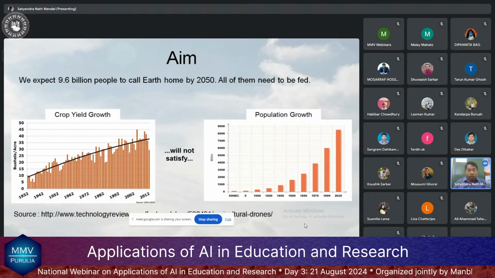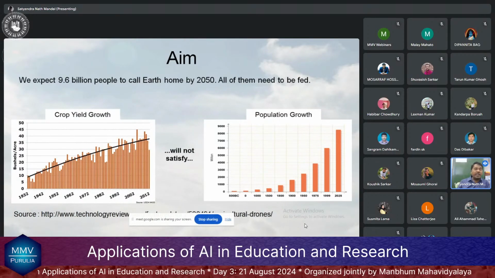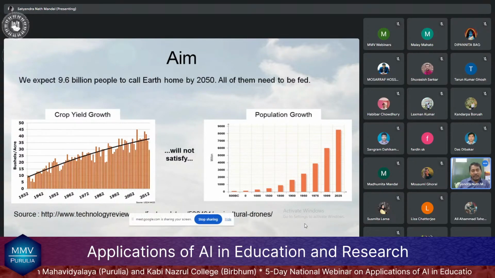Now, what are we working on in the current scenario? We expect 9.6 billion, that is 10 billion people on the earth by 2050. But all of them need to be fed. Now, what is the problem? The problem is that farmland is shrinking, and also due to modernization, pesticide loading is increasing in the land, so we lose a huge amount of crop.